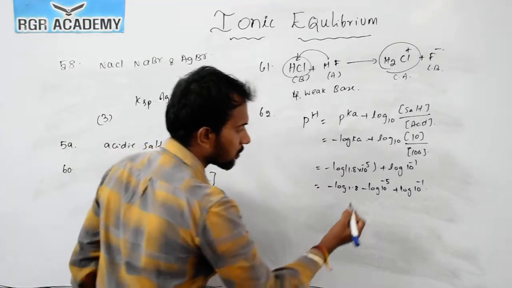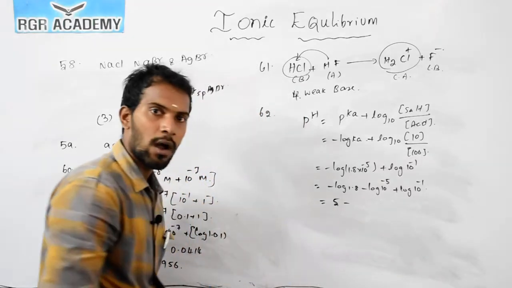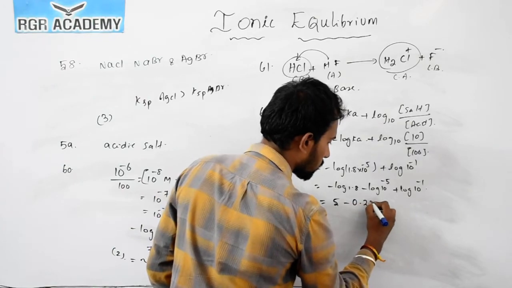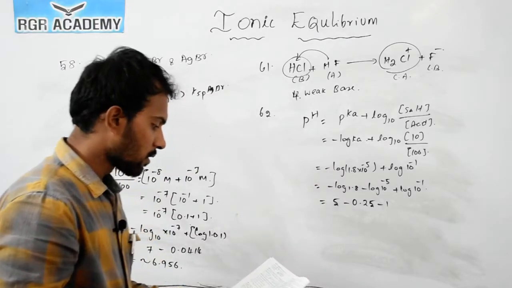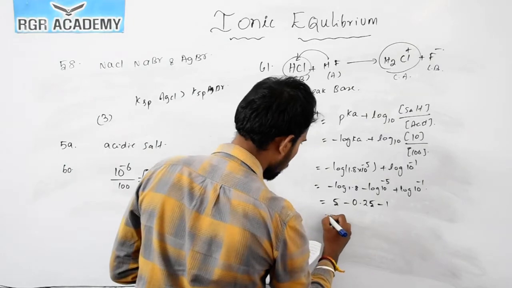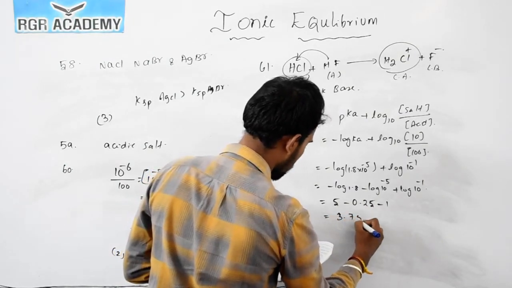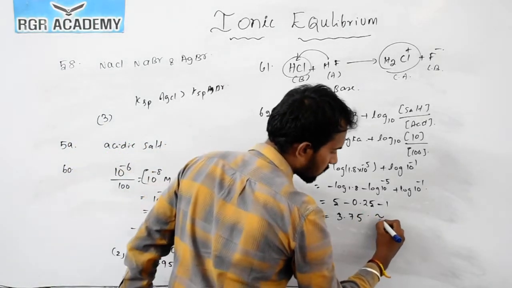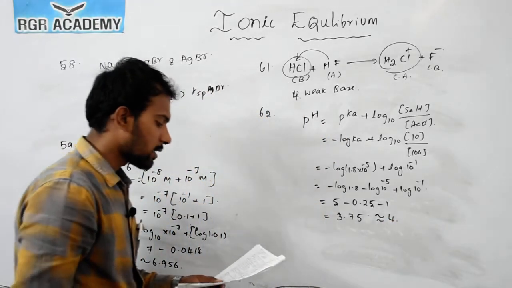Now see this one becomes plus, right? So 5 minus log 1.8, log 2 value is 0.3010. So here we can call it as minus 0.25. Here it is minus 1. So the value we are getting approximately is 3.75. So this value approximately given in your options is 4. Okay. Now the question number 63.